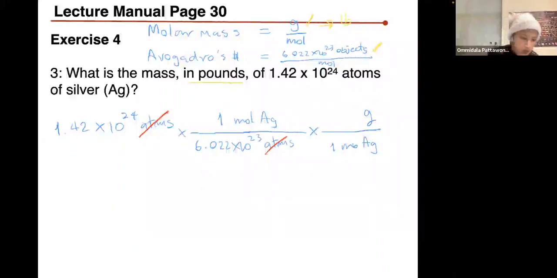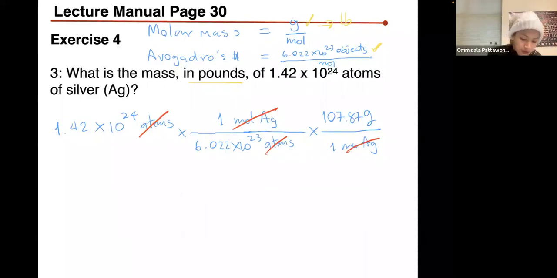So in this case, I'm going to write that out. It's going to be 107.87 grams. This comes from the periodic table. If you stop now, let's check what the unit would be. Mole cancels out. You are going to get grams as the unit. That is not what we want. We want pounds.